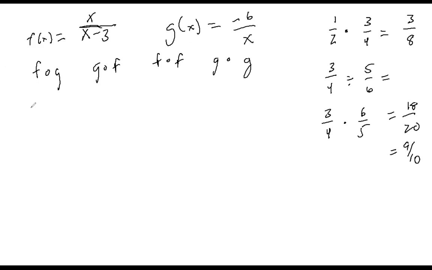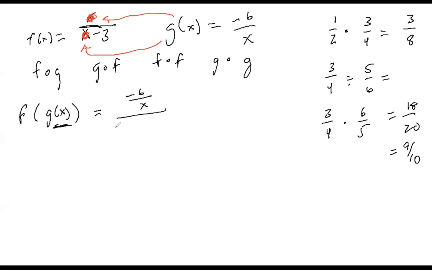So let's start with f of g. Basically, this notation means that I'm sticking g of x into f of x. In other words, where I have the inputs here, I'm going to stick in, here and here, the entire function g of x. So it's going in there, it's also going in there. So what ends up happening in that situation? Well, first off, I get minus 6 over x over minus 6 over x minus 3.